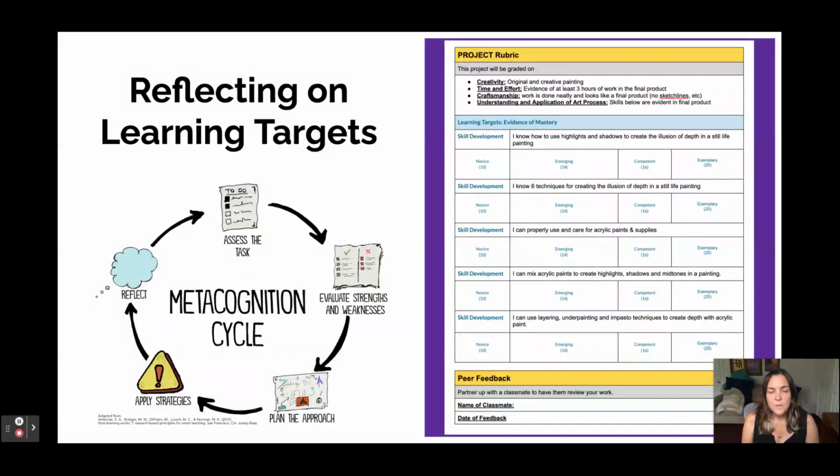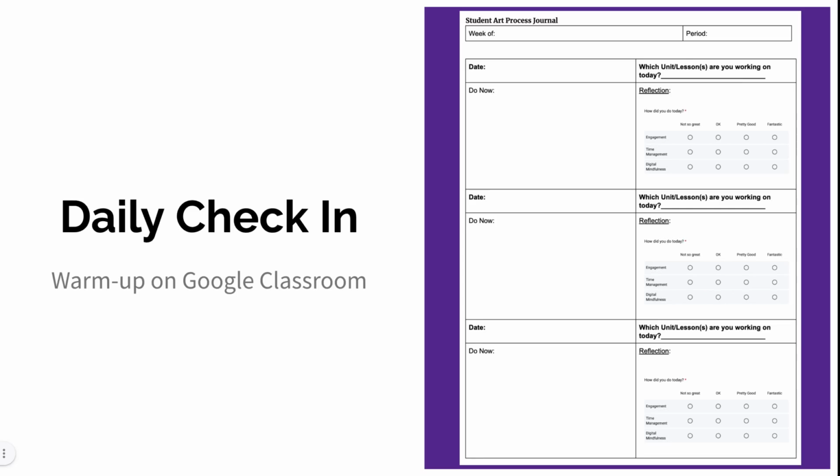Each unit plan will also contain the learning targets and success criteria that you will be graded on. Knowing how to assess your own learning or think about your own thinking is called metacognition. Throughout the unit, you should be referring back to the learning targets to grade yourself on how well you are actually learning those skills.